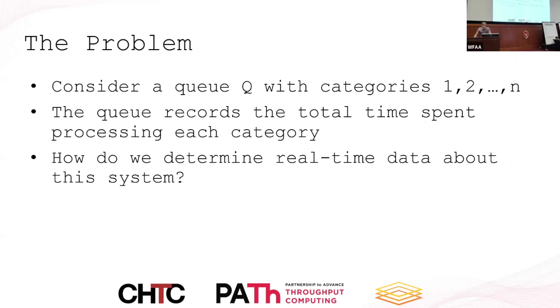Our general problem here is that we have a queue with n different categories, and this queue is going to record the total amount of time that we spend processing each category. So how can we get the instantaneous state of the system from only these total data points?